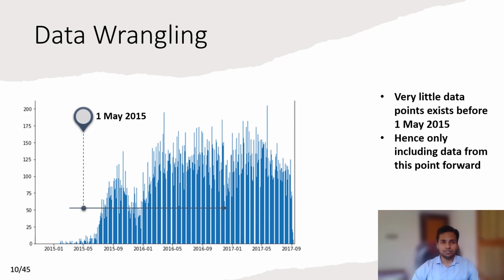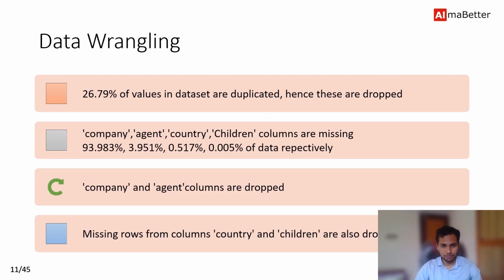So let's dive into the data wrangling process. Our first step was to take a closer look at the data and to identify any issues that needed to be addressed. One of the key findings from our initial analysis was that only very few data points existed before 1st May 2015. With this in mind, I made the decision to only include the data from this point forward. It's to ensure the accuracy and reliability of our findings and analysis.